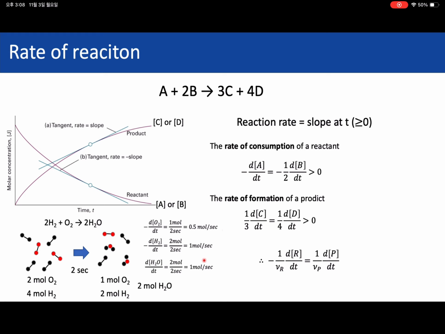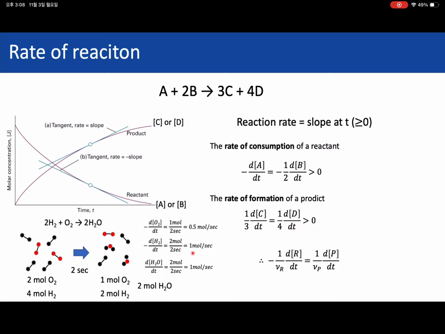Then now let's see the rate of formation of the water molecule. Initially we have 0 water molecules, but now we have two. So the change in concentration is 2 mole, and it occurs over 2 seconds. So we have 1 mole per second of rate of formation.